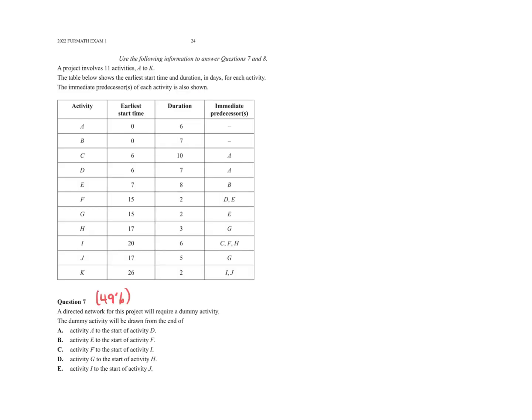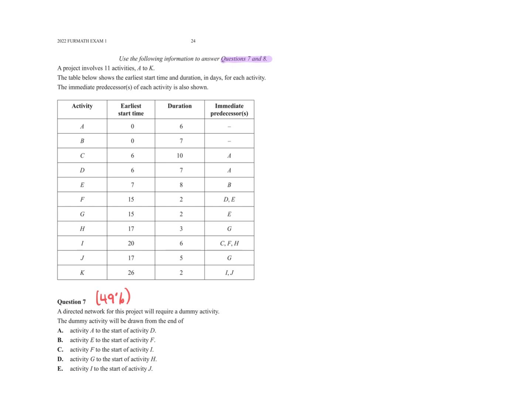Okay, so it says we need to take note. This one is 7 and 8, so we're probably going to have to spend a bit more time. And if we've got to draw things out, probably we are drawing the whole thing. Okay, so we've got 11 activities. They've told me the earliest starting time and the duration, and they've told me the immediate predecessors. So it said a directed network for this project will require a dummy activity. The dummy activity will be drawn at the end of. So I've got to find the dummy activity.